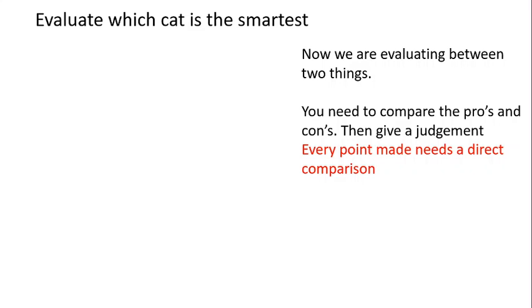So another type of evaluation is when we are evaluating between 2 different things. You still have to give pros, you still have to give cons, and you still have to give a judgment, but every point you make has to have a direct comparison. So evaluating between 2 things is actually much harder because you have to give your pro, give your con, give your judgment, and make comparisons the entire time.